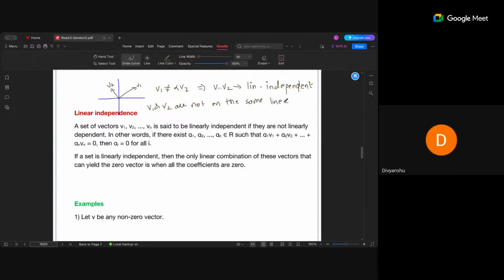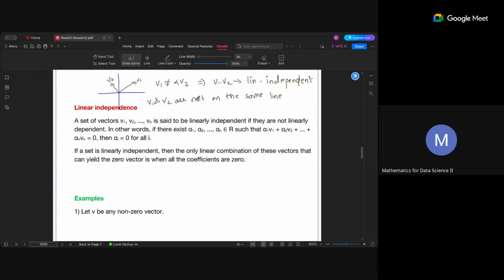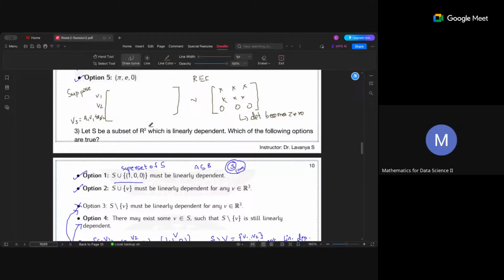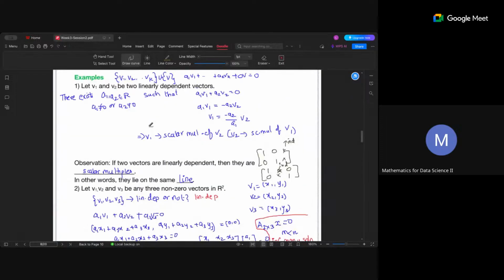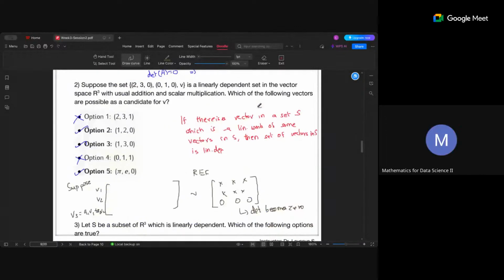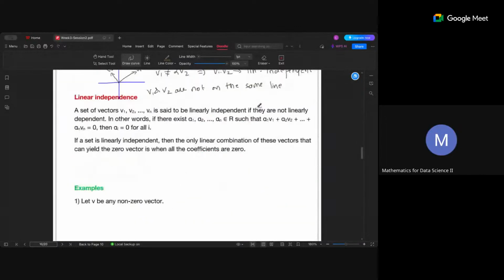Now the definition should be just the opposite of this. In this definition, the important part was "not all zero." So what is the opposite of not all zero? All zero. So all the coefficients must be zero.